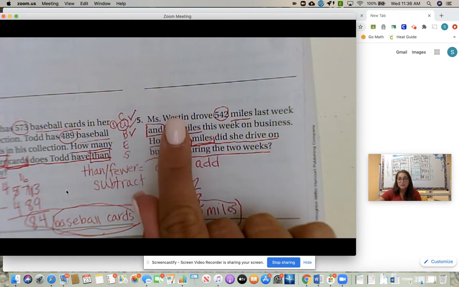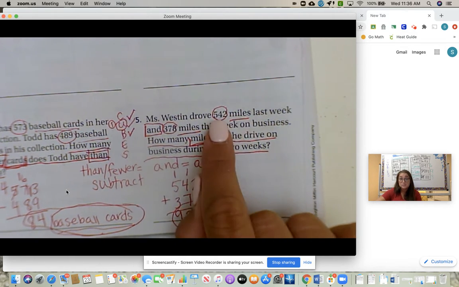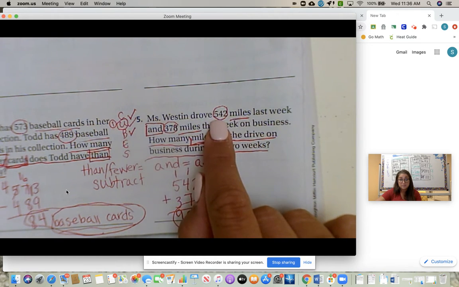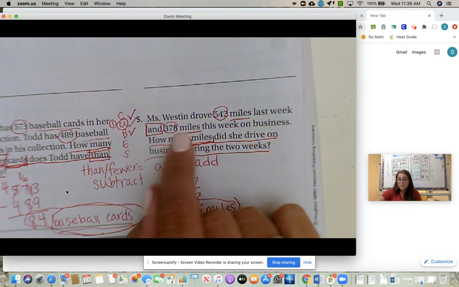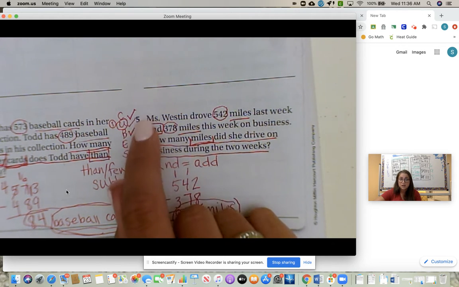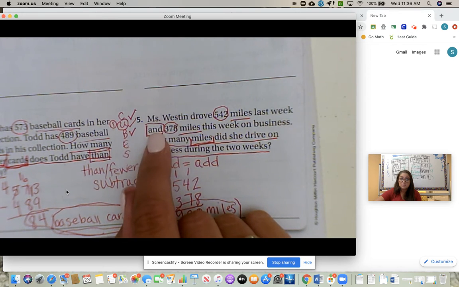So now we need to find numbers that are talking about miles. Oh, there's miles. So 542 is a key number. There's miles again. So 378 is also a key number. So we check that off. Then we jump to box the math verbs. Oh, I only see one, and.